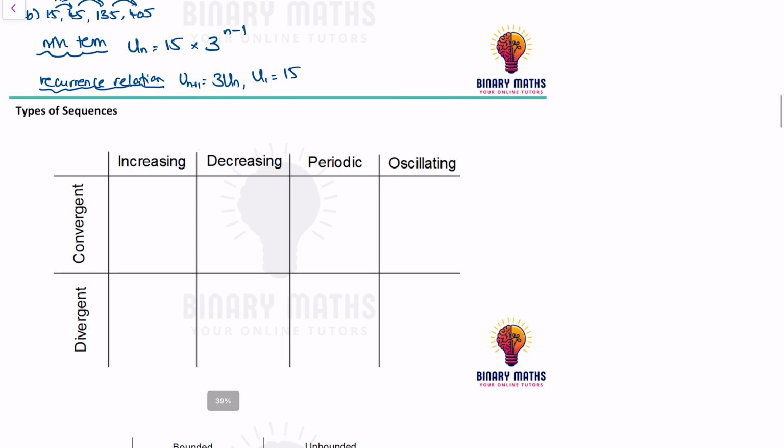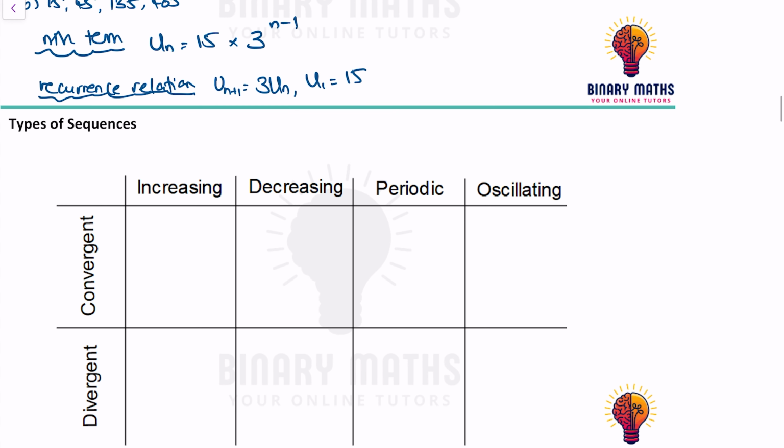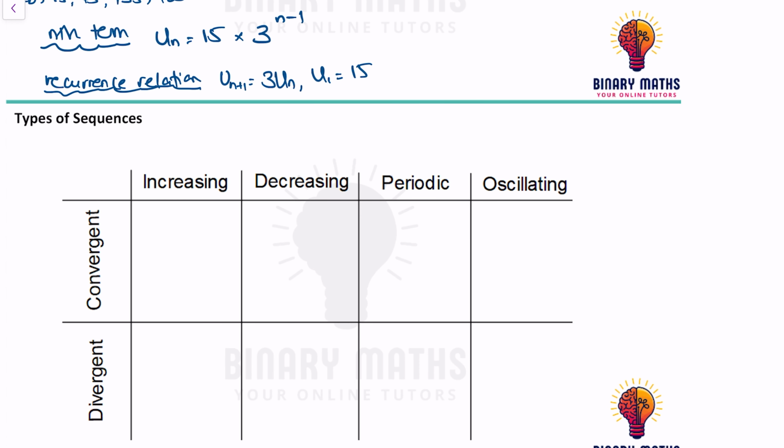Okay, so what I want to do in the last bit is go through types of sequences. A sequence can be convergent, and what that means is it tends towards a finite value. And a sequence is divergent if it does not tend to a finite value.